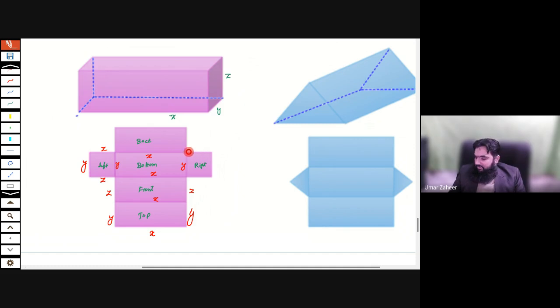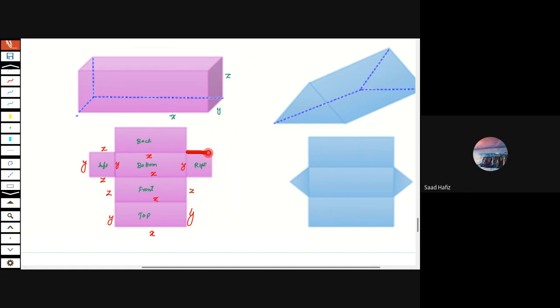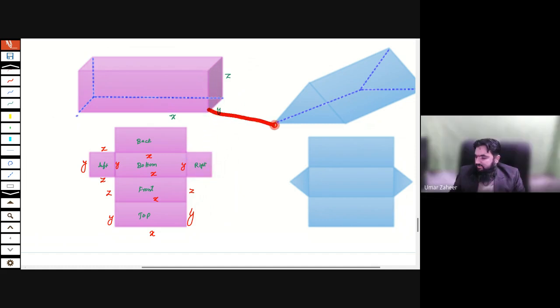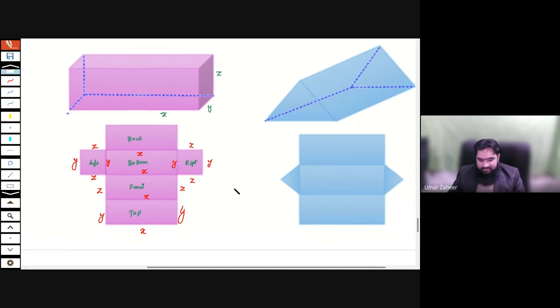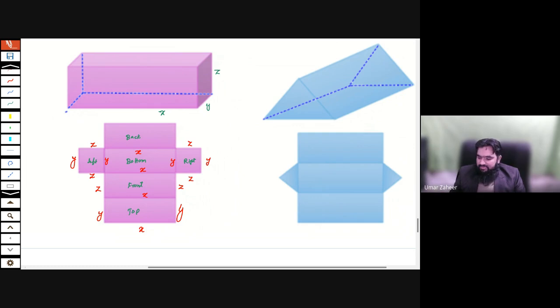Yes, Safa, what is it? It is going to be Z, because you have to open it here like this. So it will be Z, it will be Y, it will be Z. When you have all the lengths, we know that these are simple rectangles. To find the area of a rectangle, you just multiply length by width.